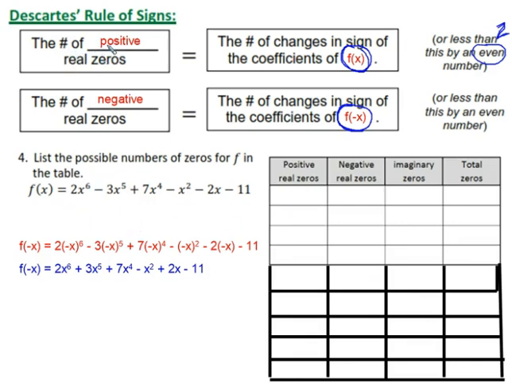Alright, so let's find the number of positive real zeros. We're going to take a look at our original function, so that's this guy right here. And we want to focus on the number of changes in sign of the coefficients. So for instance, this first coefficient right here is positive. If I take a look at the next coefficient, it is negative, so that is a sign change. We go from a positive number to a negative number. If I take a look at this coefficient, it's negative, and the next one is positive, so that's a sign change as well. If I keep going, this one's positive and this one's negative, so there's another sign change.